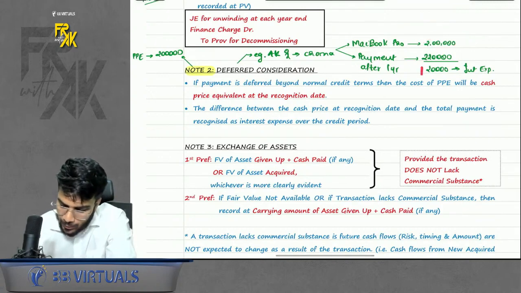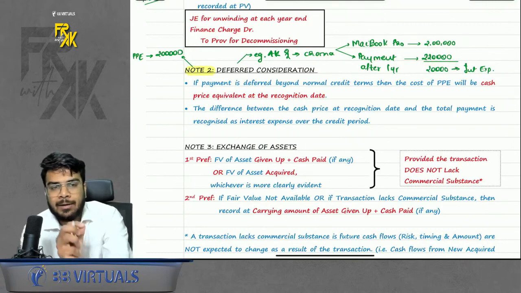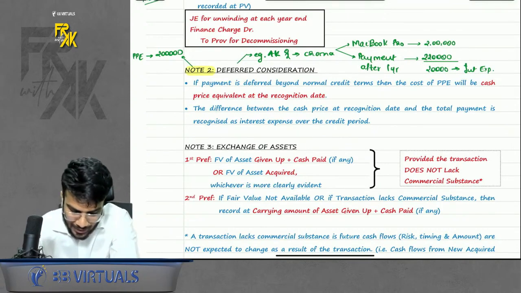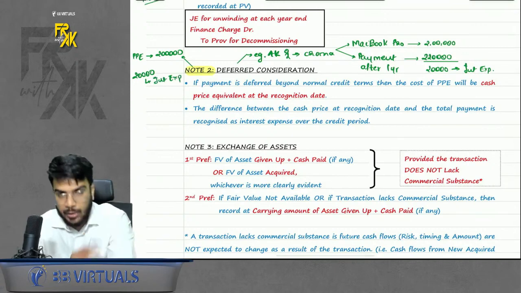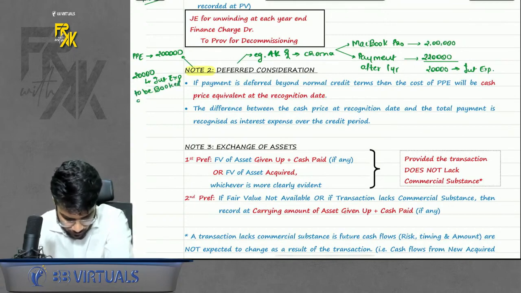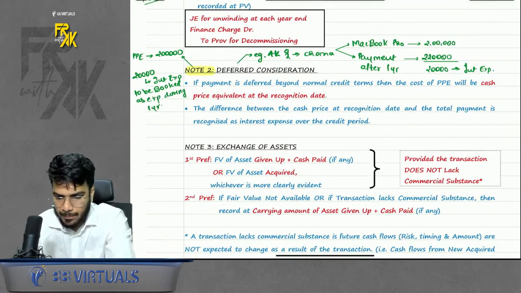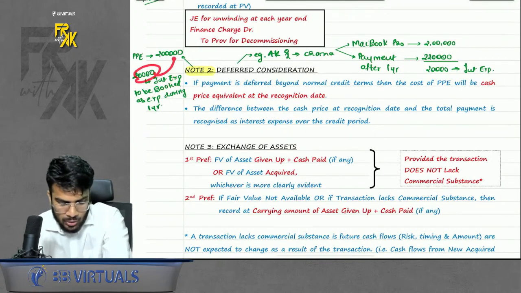The incremental 20,000 which you are paying is not for the asset, it is for the extra credit period which you are demanding. So that 20,000 will be interest expense to be booked as an expense during the tenure of 1 year, because the credit period is 1 year. So basically you will not add interest to the cost of the asset.